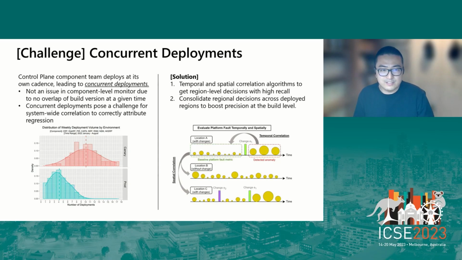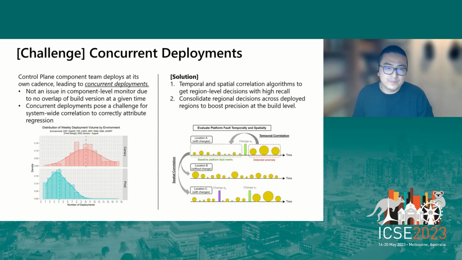So our solution to concurrent deployment is twofold. First, we develop a temporal and spatial correlation algorithm to get region-level correlation with high recall. Without going into the details, this correlation algorithm evaluates fault prevalence before and after a change to, for example, a region, and also across deployed versus undeployed regions. The output from the correlation algorithm is a set of measurements of the strength of relevancy between a change and platform anomalies.